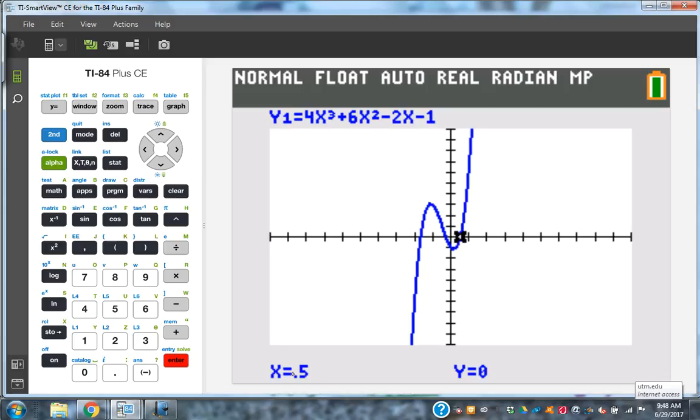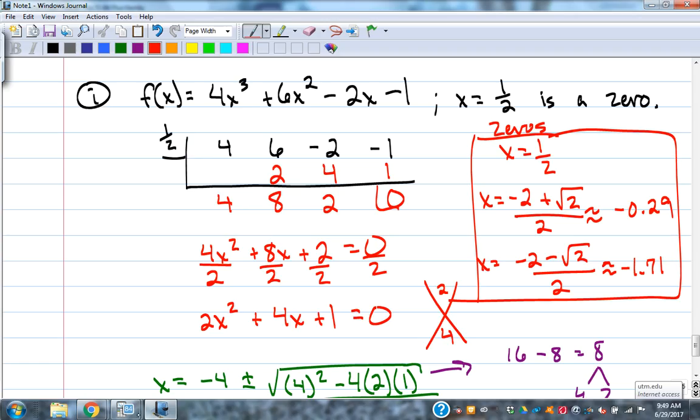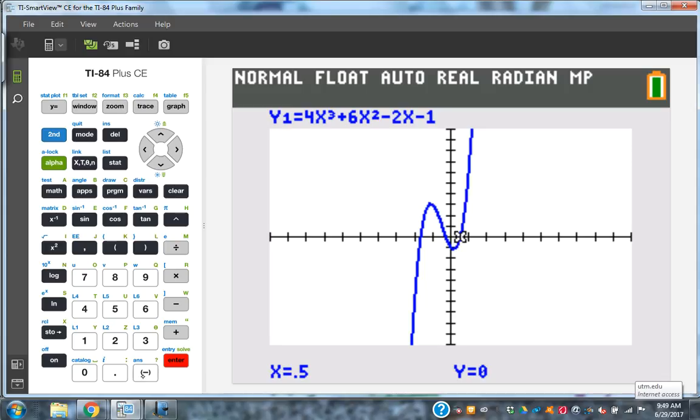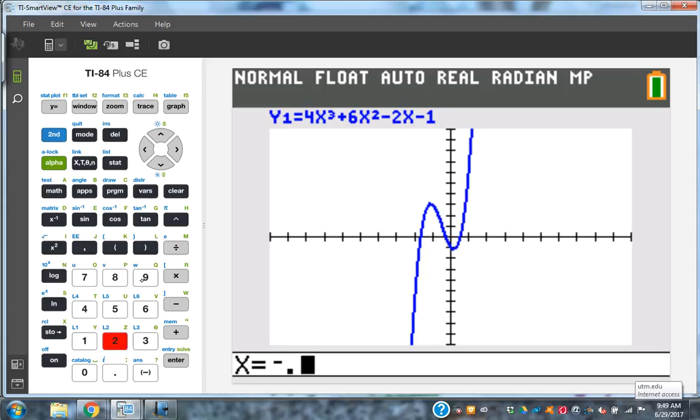Notice what it gave me here. Look down at the bottom. It's got an ordered pair. It's got x equals 0.5. That's 1/2. And then y equals 0. That's the right thing. Now I'm going to try those decimals. It may not give me y equals 0, but it should give me something really close to 0 there. So what were those decimals? Negative 0.29. So I'm going to type in trace negative 0.29.